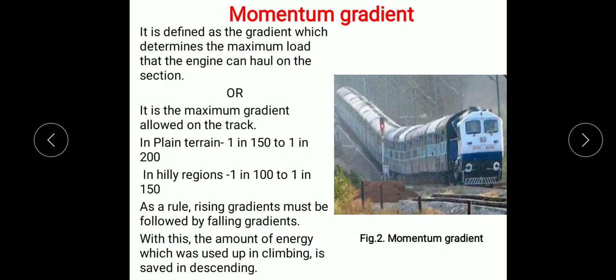Generally the values of momentum gradient are, for plain terrain 1 in 150 to 1 in 200, and in hilly region 1 in 100 to 1 in 150. In this also the rising gradient must be followed by the falling gradient. With this, the amount of energy which was used up in climbing is saved in descending.